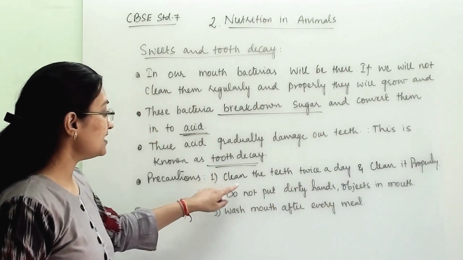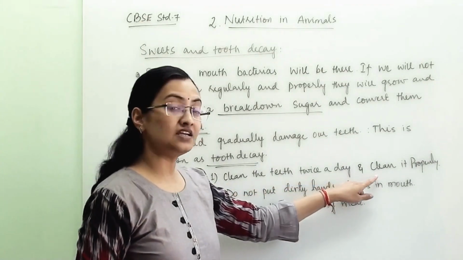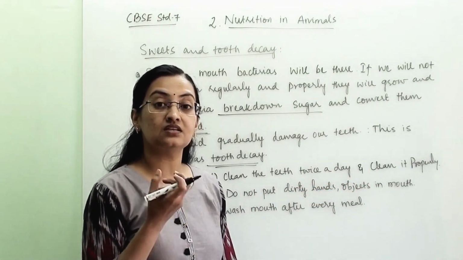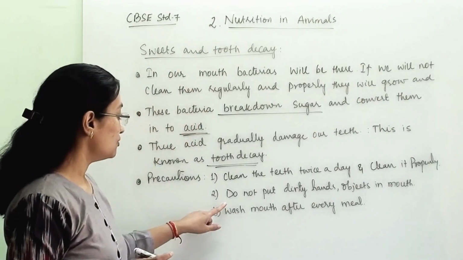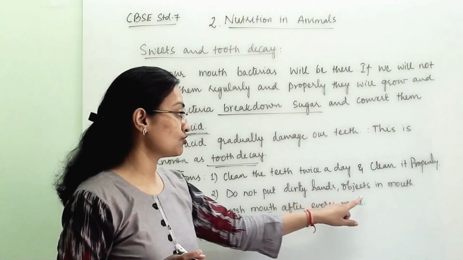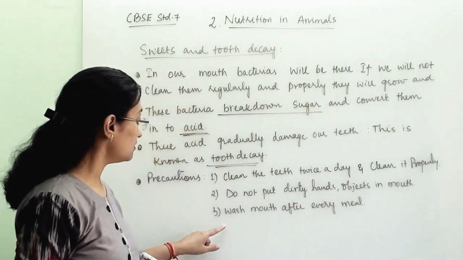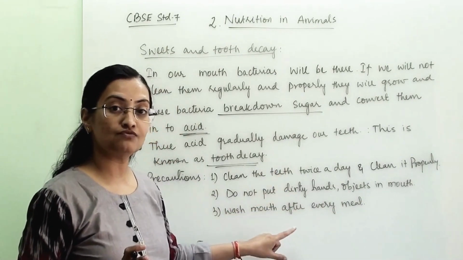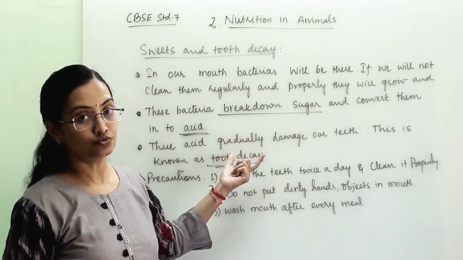So first, clean the teeth twice a day and clean them properly such that no food particles remain present in the teeth after a meal. Do not put any dirty hands or objects in the mouth. Then third is wash the mouth after every meal. So these are the precautions which we can take to prevent tooth decay.